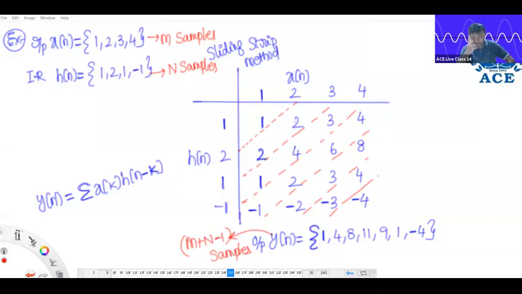Pramod Rao, let me explain first. I'm coming to that point only. Wait. If the input has m samples and the system has n samples, the output length is m plus n minus 1. First, go through this example.